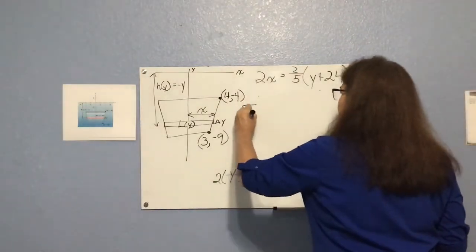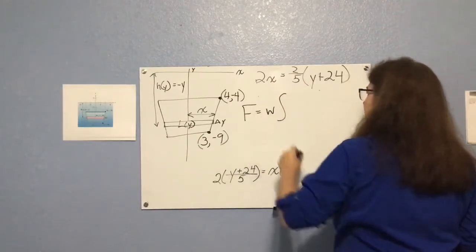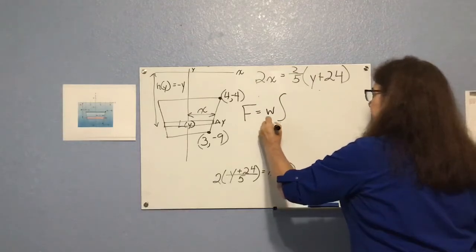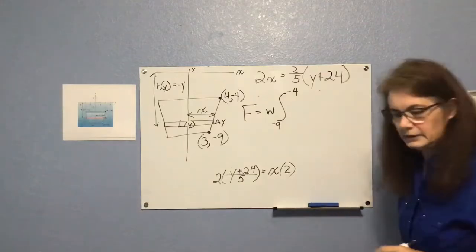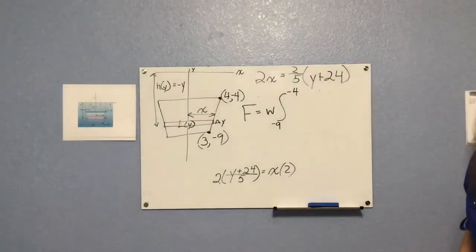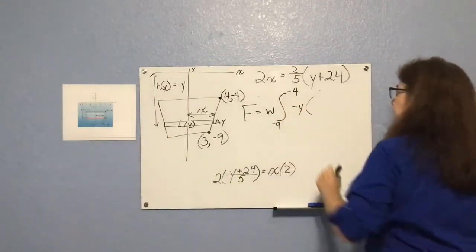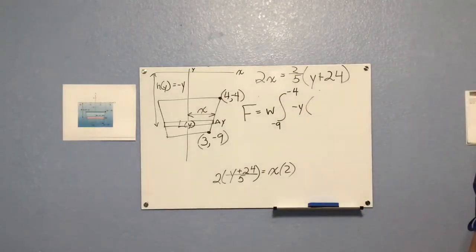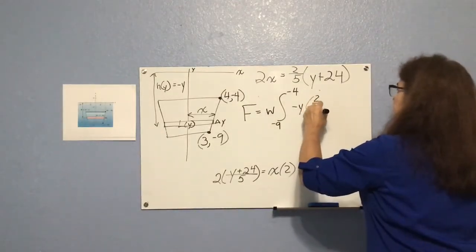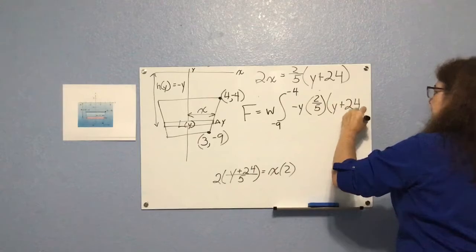Okay, now we'll use our equation for force is equal to the integral. We'll put the w out here since that's a constant. We're going from -9 to -4. And our h of y is -y, and our L of y that we worked out is the 2/5 times y plus 24 dy.